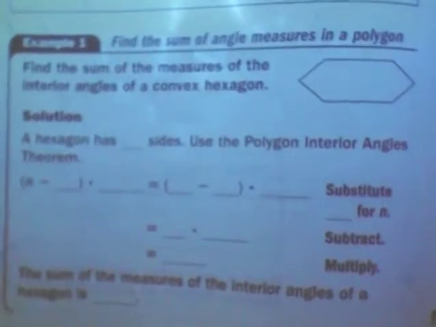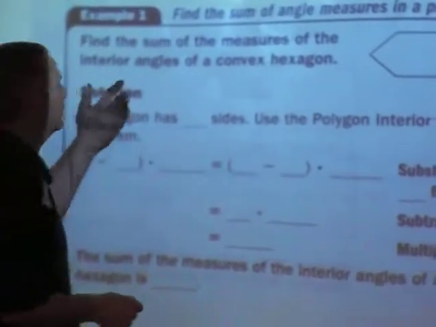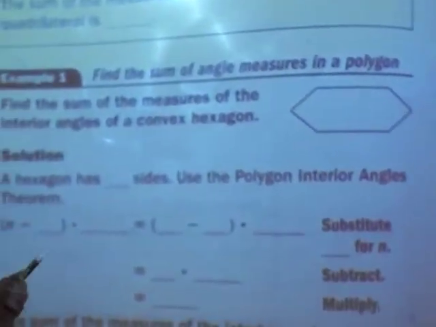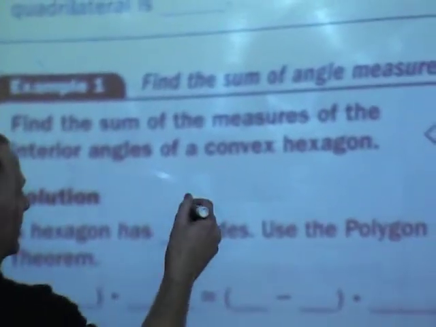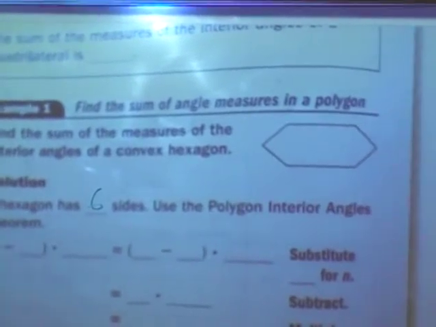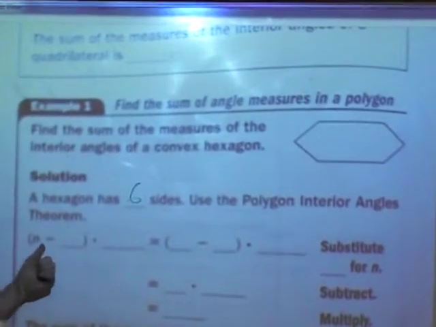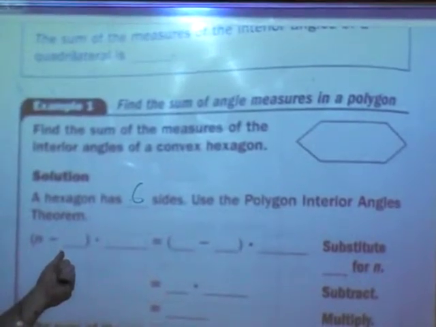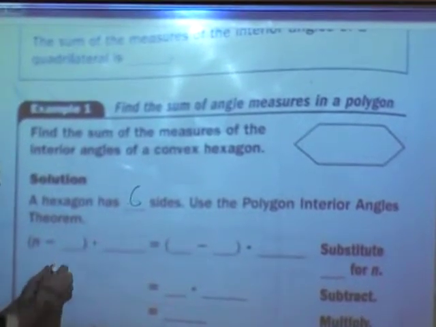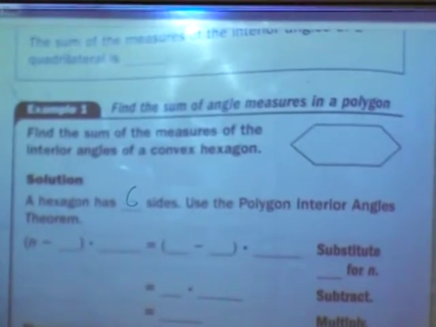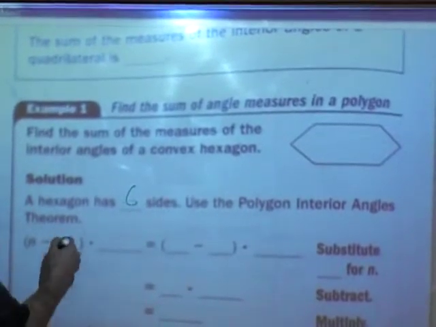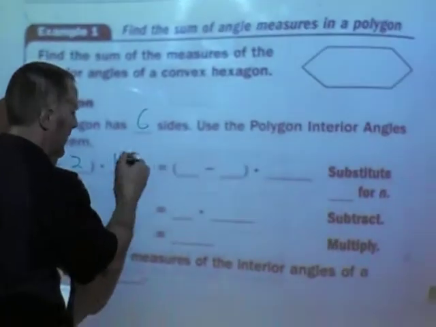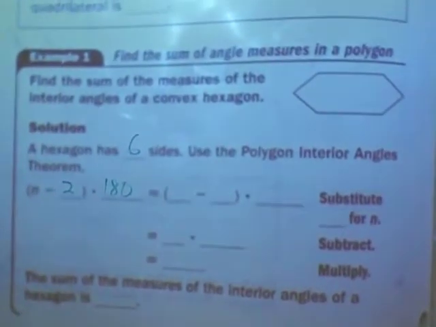Let's look at this information here. Let's do this next one. Find the sum of the measures of the interior angles of a convex hexagon. So it's the same type of thing up there. A hexagon has, they said, 6 sides. Use the Polygon Interior Angles Theorem. So n minus, Mason? Wait, isn't it 6 minus? Did you not write down? Yeah, I did. Okay, n minus 2 times 180. But I thought you said n equals sides.